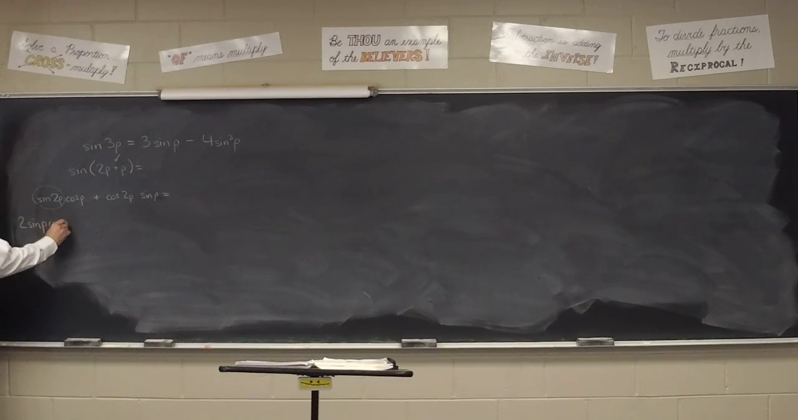2 sine rho, cosine rho, and it's being multiplied by cosine rho. Can we distribute all of them? Well, distribution would be a polynomial times a monomial. And it's technically just monomial times another monomial. We'll get to that in a second.